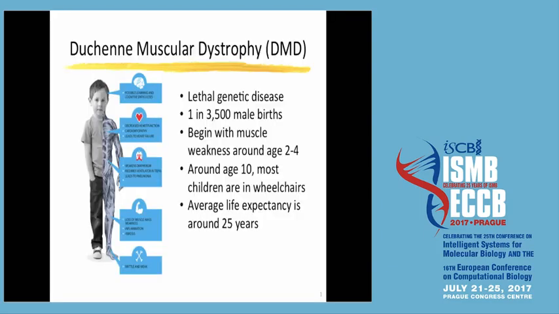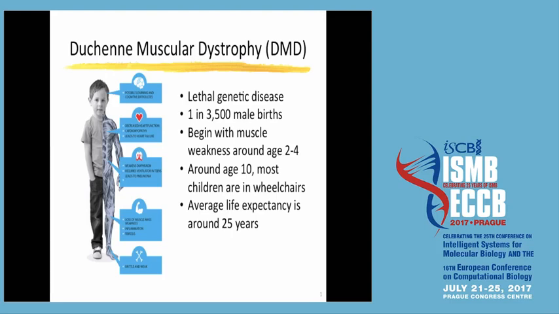Duchenne muscular dystrophy is a lethal genetic disease. It starts being diagnosed at the age of 2 to 4. It always happens in boys, and the rate is 1 in every 2,500 or 3,000 boys, and starts showing itself with the weakness of leg muscles. By age of 10, children are wheelchair-bound, and unfortunately, the life expectancy is very low. It's about 25 years.